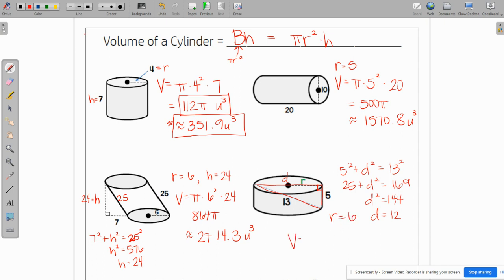So the volume is the area of the base, so pi times the radius squared, so 6 squared, and times the height of the cylinder, which is 5 units, because this is the height being perpendicular to the base. So 36 times 5 times pi, which is 180 pi. That's our exact volume, which would be approximately 565.5 cubic units.